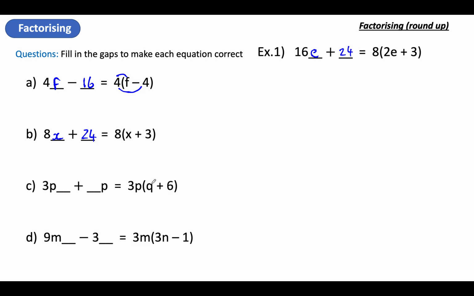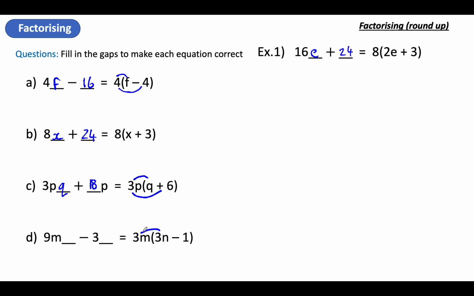Okay, 3p times by that q. Well, that would be 3pq. You just write them next to each other because in algebra, touching means times. Things are touching means times. And then 3p times the 6. Well, 3 times 6 is 18, and it's 18p. They've already put the p there for you.